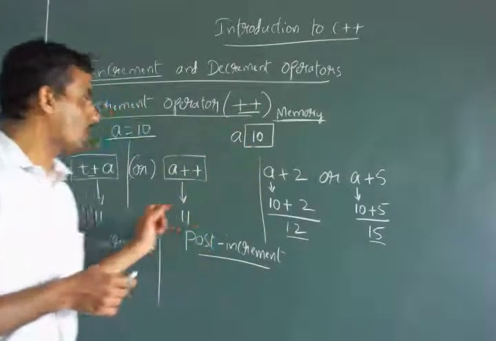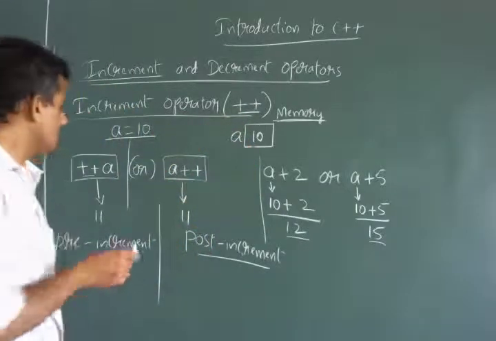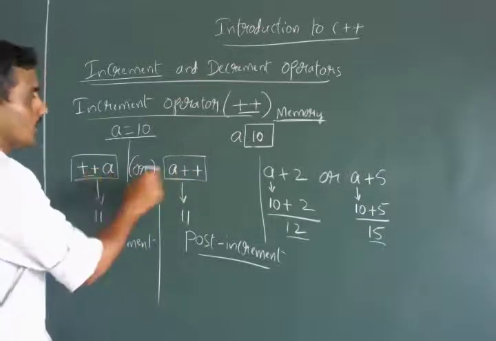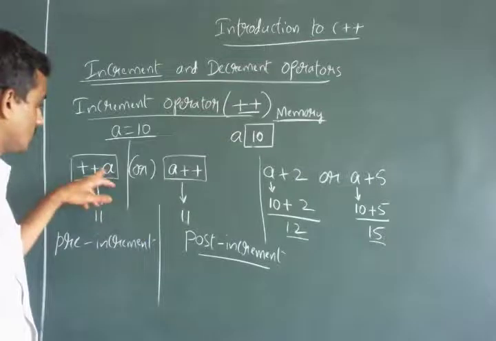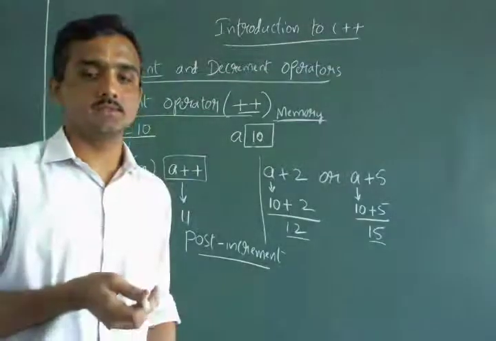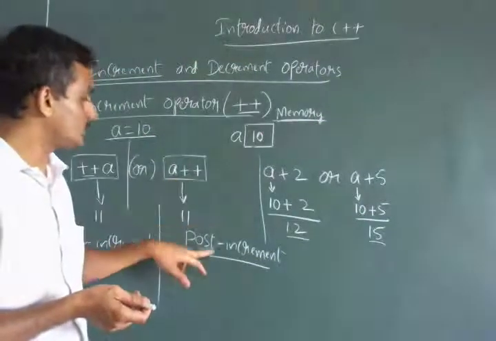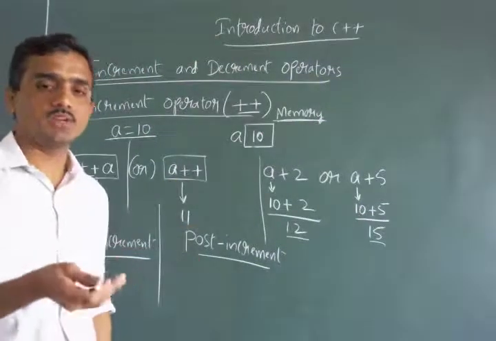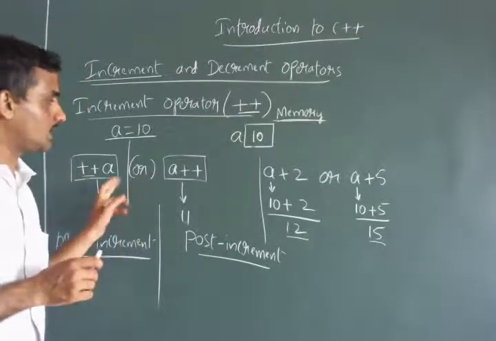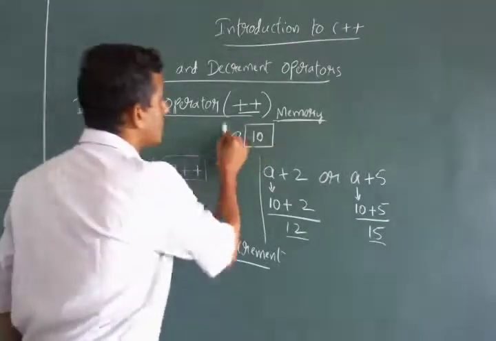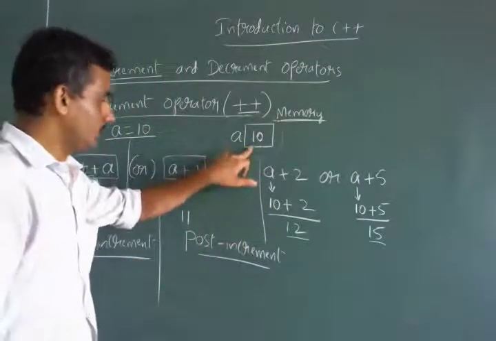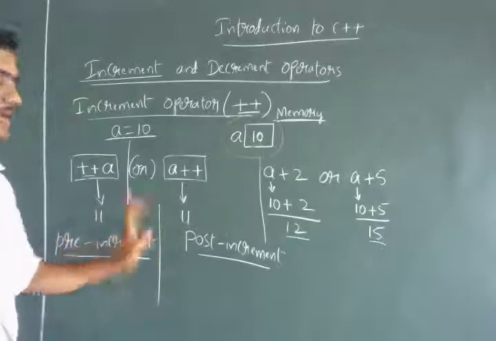Next step. How do we use this operator? You can use this operator either before the variable or after the variable: ++a or a++. When you use it before the variable, it is called pre-increment because before means pre, right? And when you use it after the variable, it is called post-increment because after means post. Whether you use the pre-increment method or the post-increment method, the value will be increased by only 1. So if you consider 10, in both cases it becomes 11.